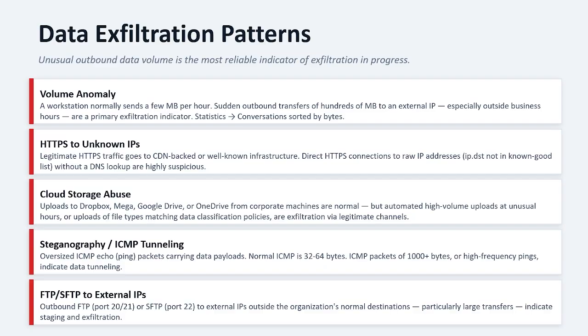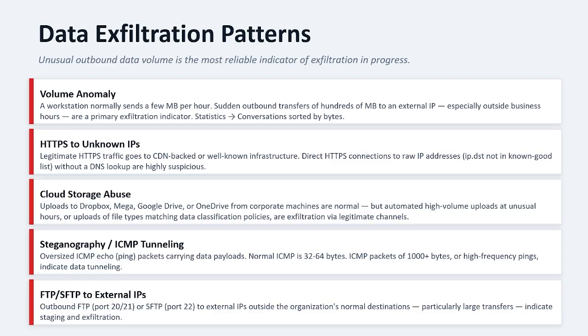Steganography. This is a fun little thing. It's hiding information inside of other information. Commonly, steganography is hiding data inside of images or videos, but it could be hiding information in data packets, ICMP.